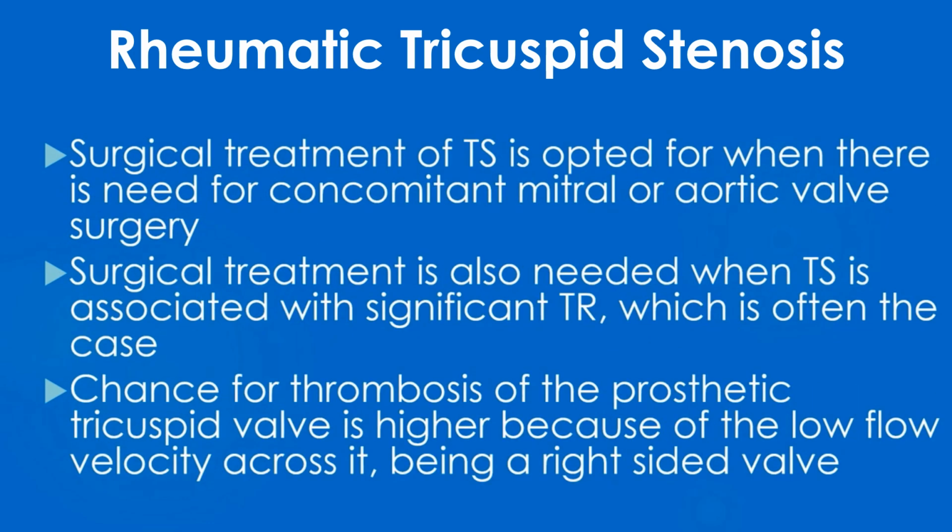Surgical treatment of tricuspid stenosis is opted for when there is need for concomitant mitral or aortic valve surgery. Surgical treatment is also needed when TS is associated with significant TR, which is often the case. The chance of thrombosis of the prosthetic valve is higher because of low flow velocity across it, it being a right-sided valve.